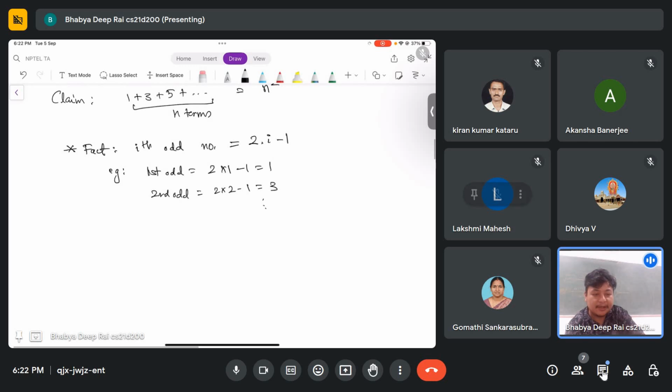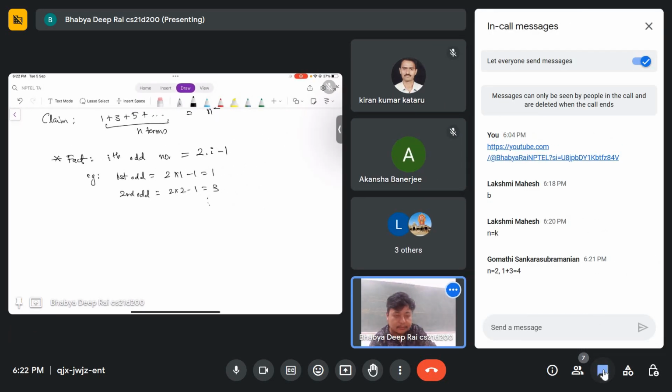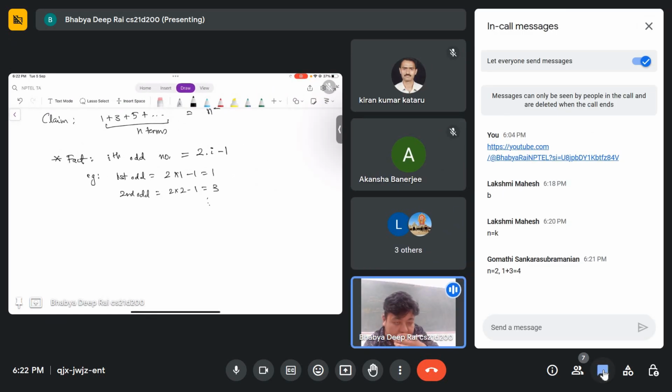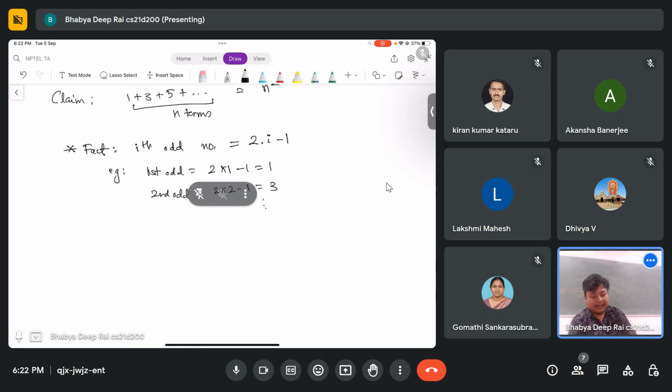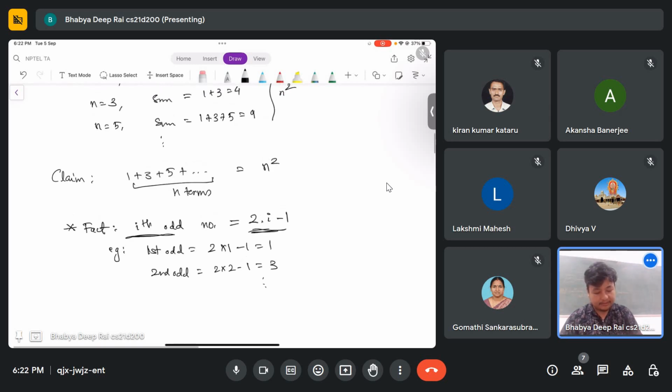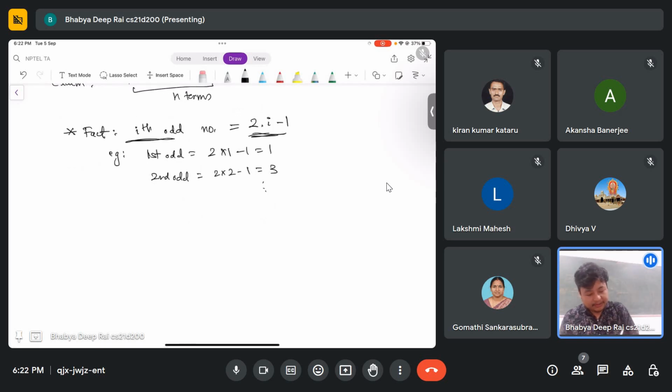Gomati has written that for n equals 2, 1 plus 3 equals 4. Yeah, that's right. So if I want to find the odd number at position i, then I use this formula, 2 times i minus 1. Okay, good so far.